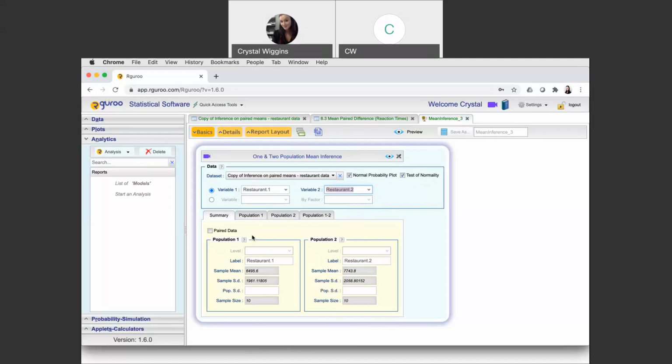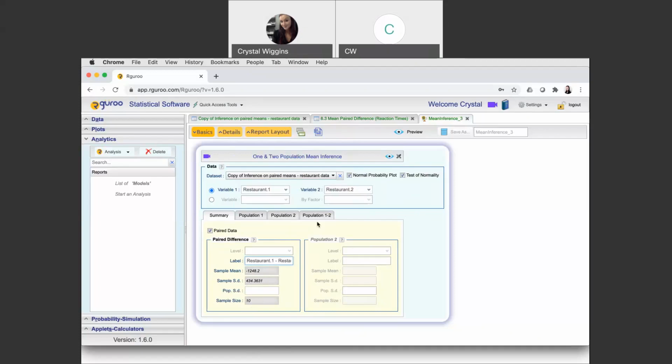Now, when we come down here, we make sure that we select paired. And notice that when it's unselected, it keeps the population separate. But when I select paired, it automatically pairs them and looks at the differences. So we have a sample mean difference, a standard deviation difference, and a sample size of 10. Again, this has to be equal amongst population 1 and population 2.